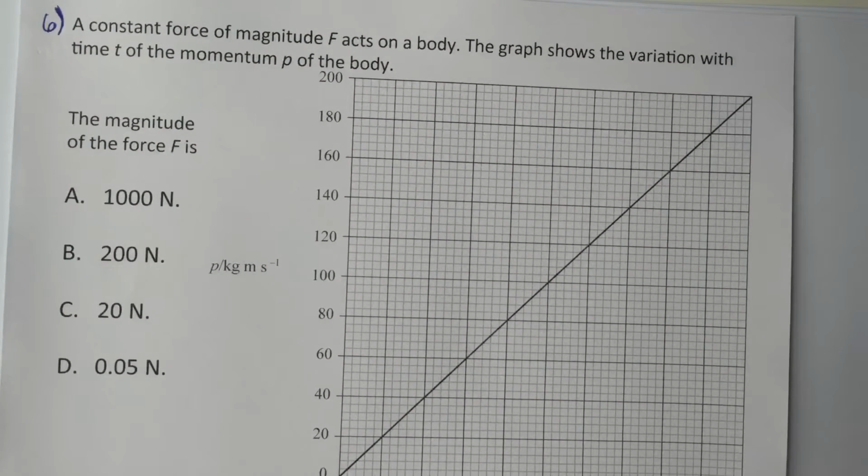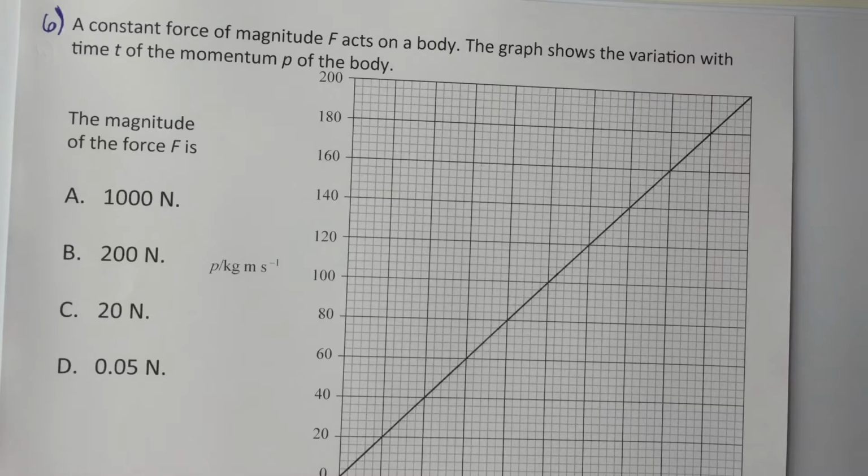Next. A constant force of magnitude F acts on a body. The graph shows the variation with time t of the momentum p of the body. The magnitude of the force F is what? Well, in order to find the force, we need to decide, are we going to use the area underneath this curve, or are we going to use the gradient? That's the big question that we ask ourselves.